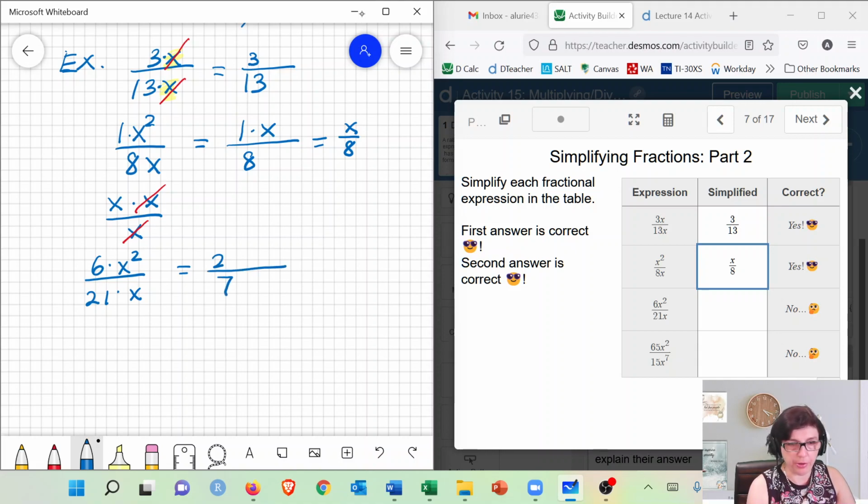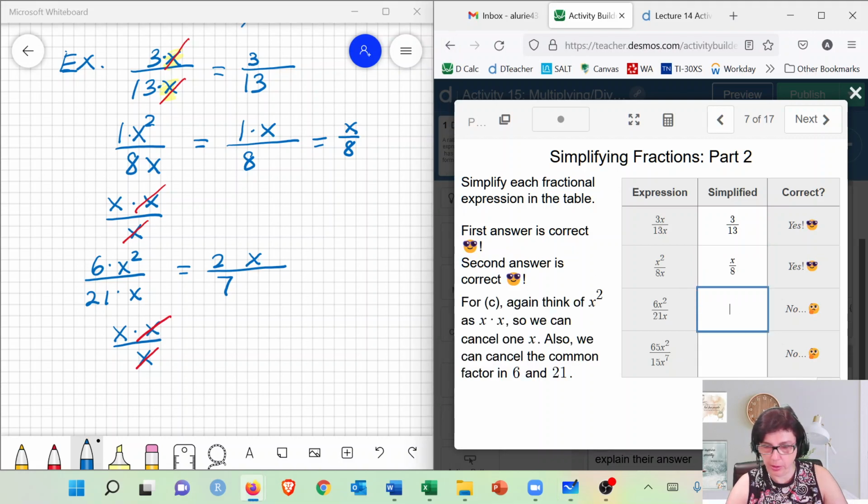Now regarding the variables, again, it's the same exact thing. x squared is x times x, and then there's one x on the bottom, which will cancel, and so there'll be x left on the top. So that's my answer for the third example.